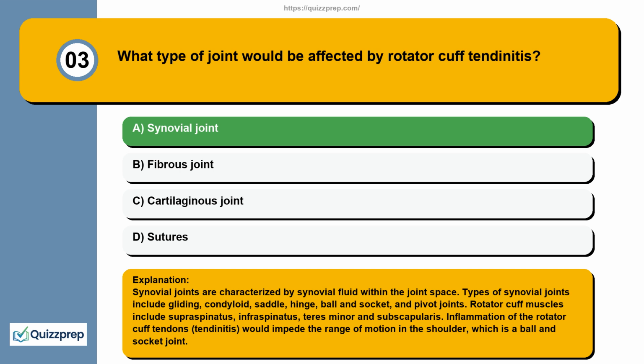Types of synovial joints include gliding, condyloid, saddle, hinge, ball and socket, and pivot joints. Rotator cuff muscles include supraspinatus, infraspinatus, teres minor and subscapularis. Inflammation of the rotator cuff tendons, tendinitis, would impede the range of motion in the shoulder, which is a ball and socket joint.